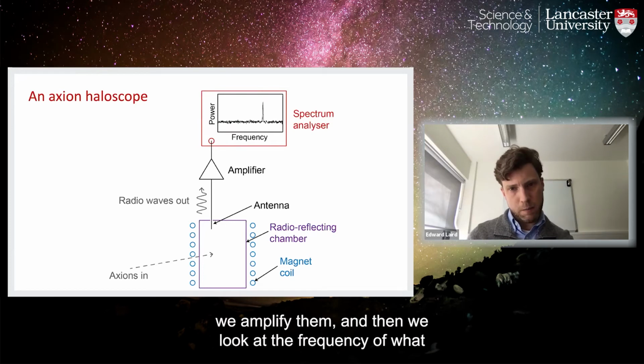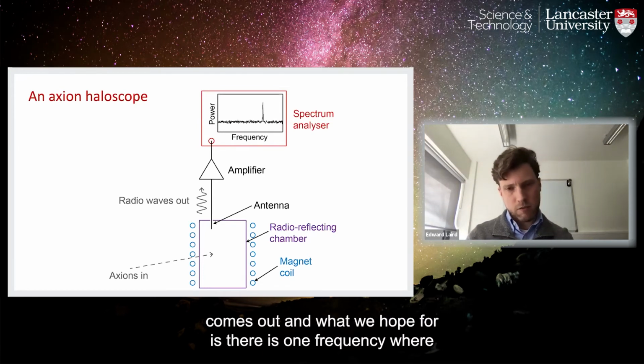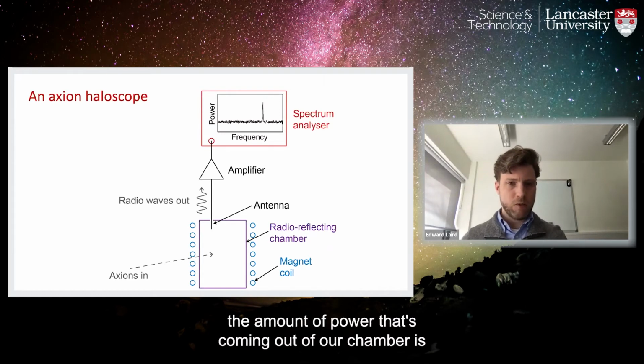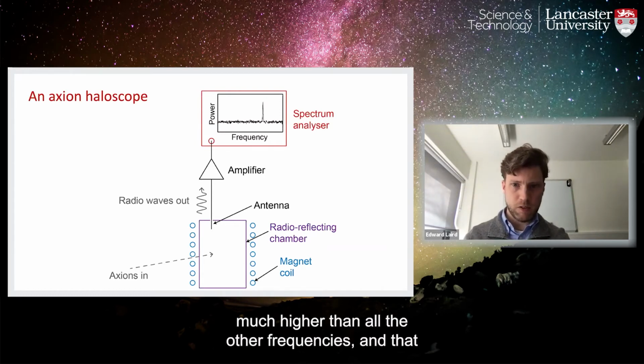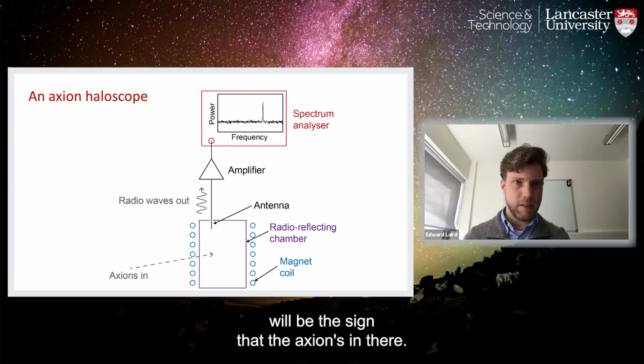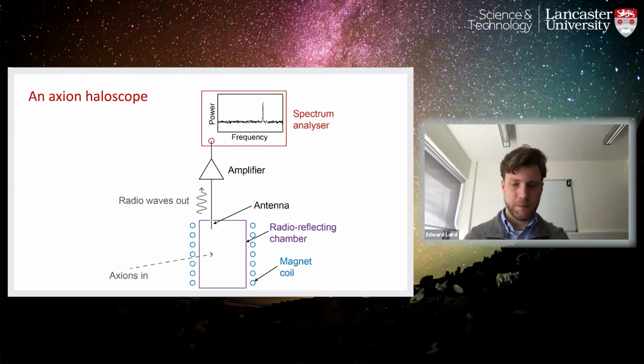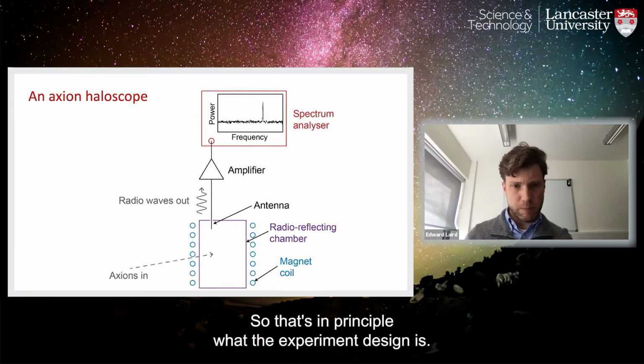We amplify them, and then we look at the frequency of what comes out. And what we hope for is there is one frequency where the amount of power that's coming out of our chamber is much higher than all the other frequencies, and that will be the sign that the axions are in there. So that's in principle what the experiment design is.